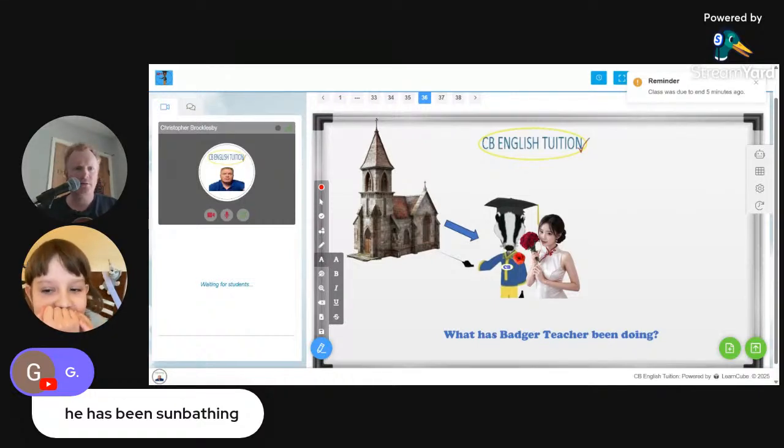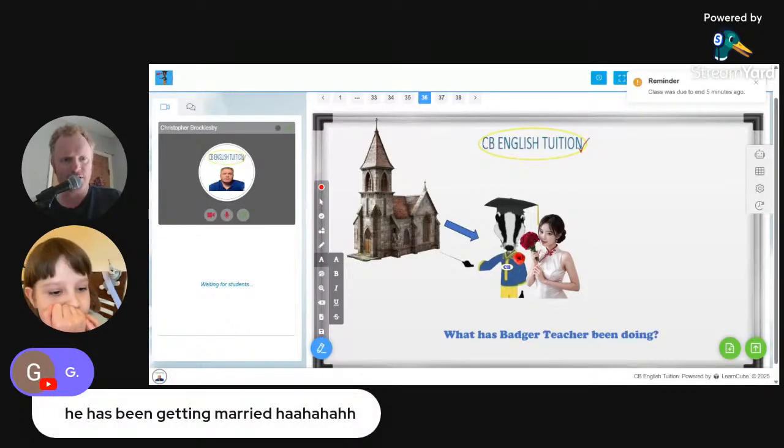Can you hear the music? Yes. That's the church bell music. Yeah, but we're using present perfect continuous. I think maybe G got there before you. What did G say? He has been getting married. Yeah, good. So that was the activity. So he was getting married in the church. Now he's left. Okay, let's see the next one.